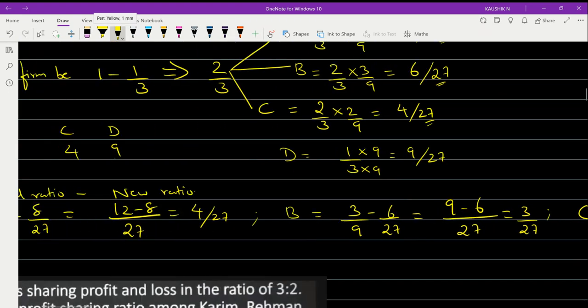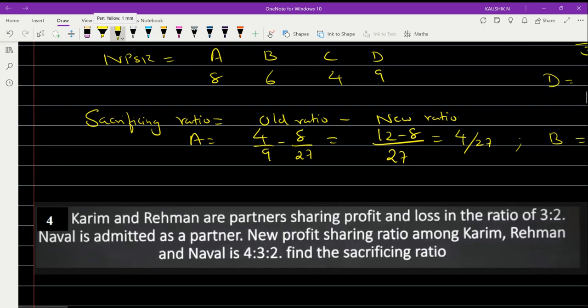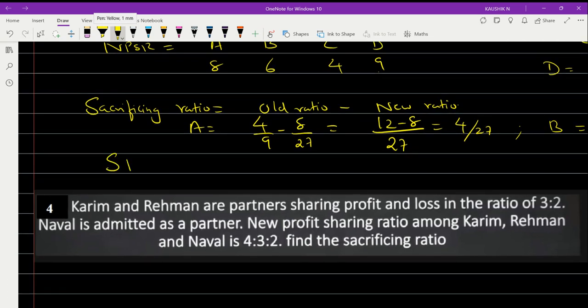So therefore the sacrificing ratio is also derived. Okay. So the sacrificing ratio between A, B and C will be 4 is to 3 is to 2. Any doubt? Okay. Can we move on to the next problem? Can you move on to the next problem, Pina?